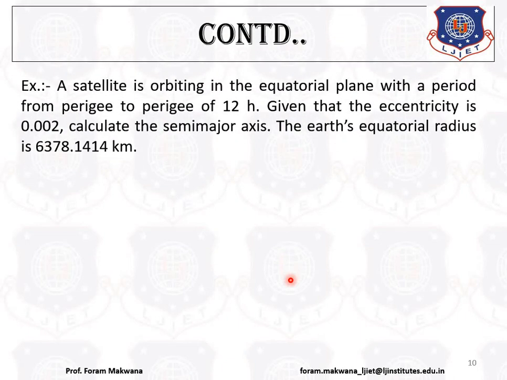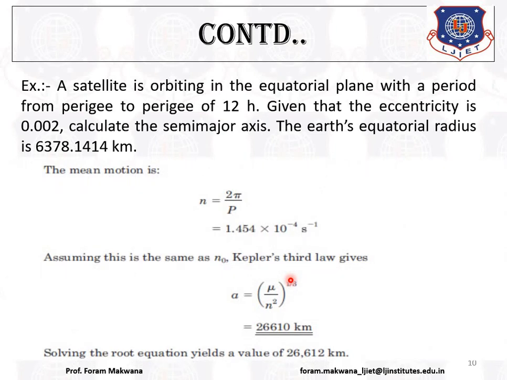Now let us take one example. A satellite is orbiting in the equatorial plane with the period from perigee to perigee of 12 hours. The eccentricity is given as 0.002. Then we have to calculate the value of semi-major axis. Over here the Earth's equatorial radius is given as 6378 km. Now we know the value of P. P is given as 12 hours.